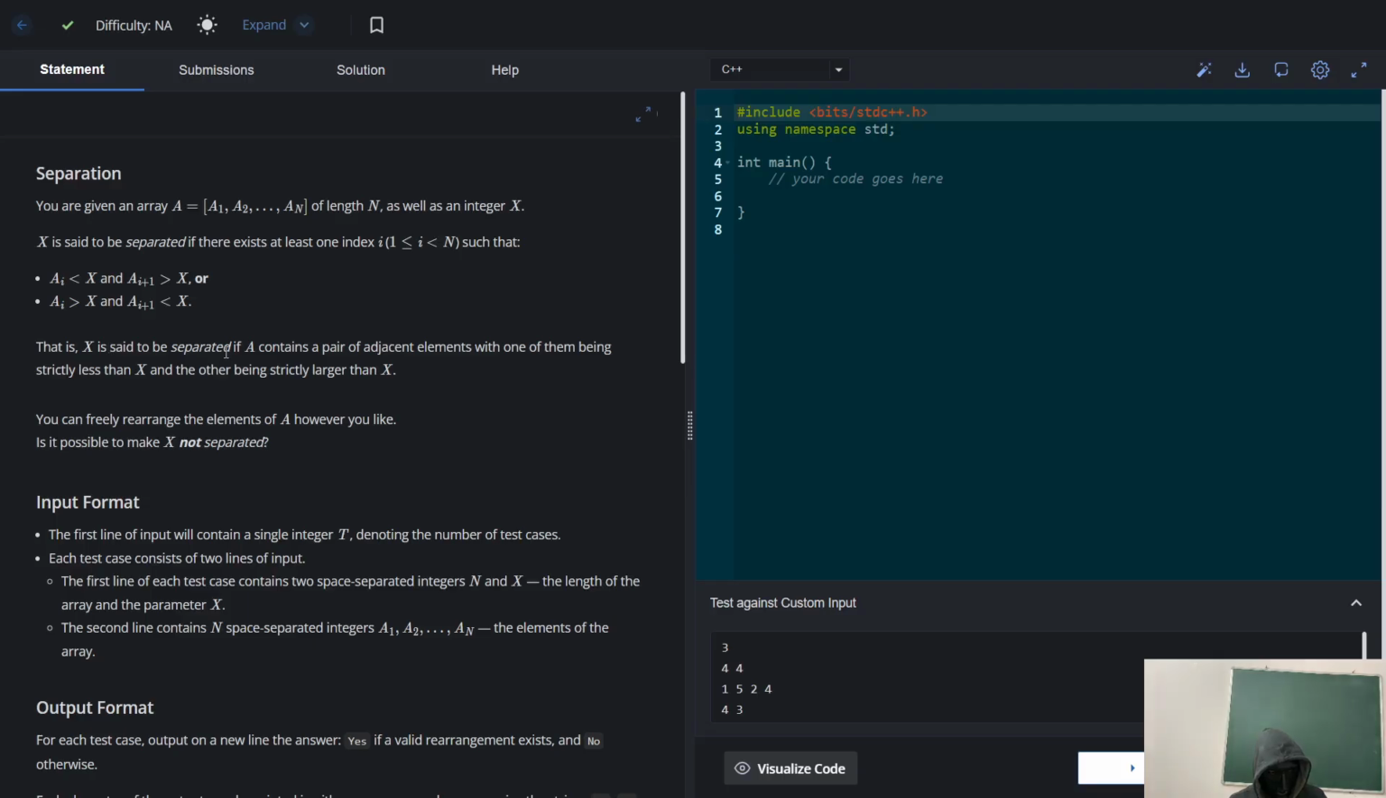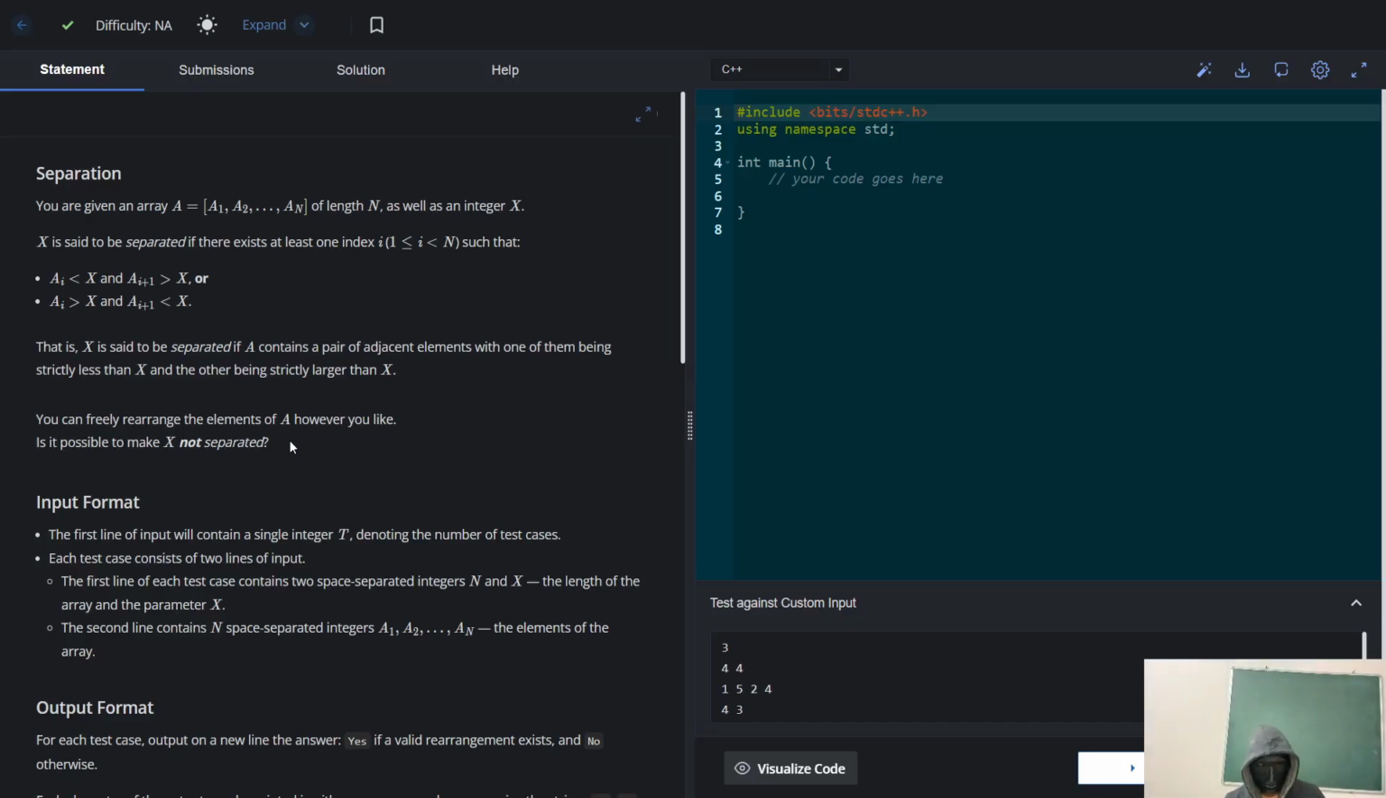That is, x is said to be separated if A contains a pair of adjacent elements with one of them being strictly less than x and the other being strictly larger than x. So there should be at least one. This sentence is very important. You can freely rearrange the elements of A however you like. Is it possible to make x not separated?